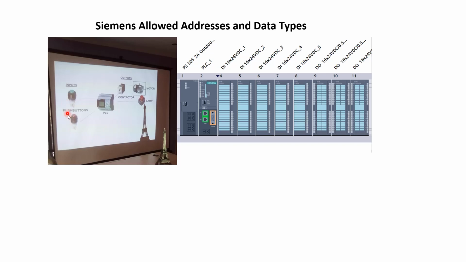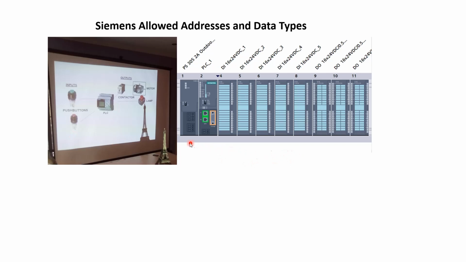And the inputs can be push buttons, proximity sensors, a level sensor, an analog signal, or a digital signal. They also need to be addressed accordingly, and you need to declare the data type to say what data type that particular address is. I hope you are following that.